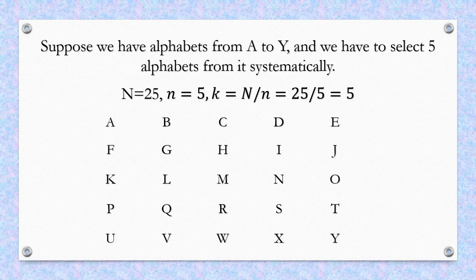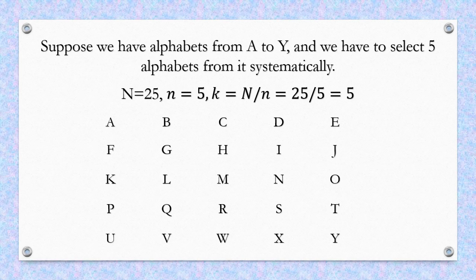Because total alphabets are 26, and if we divide 26 by 5, we don't get an integer. So I just dropped Z. And now these are the 25 alphabets available with me. How do we do the systematic sampling?